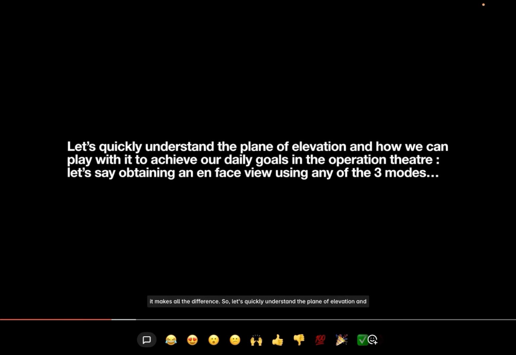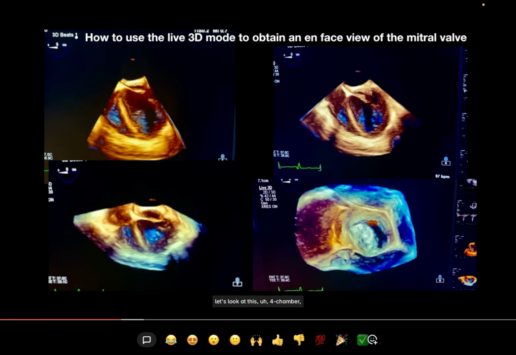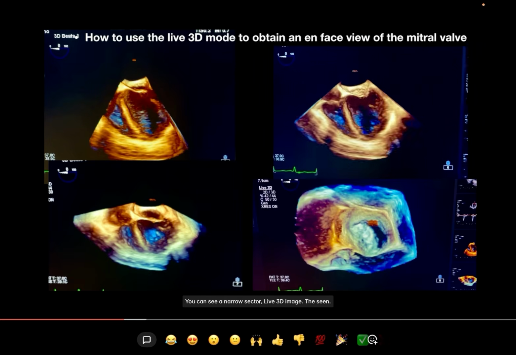So let's quickly understand the plane of elevation and how we can play with it and achieve our daily goals in the operation theater. Let's say we want to obtain the en face view. The en face view is usually obtained by 3D zoom, but you can actually use any of these three different modes to obtain it. So let's look at this 4-chamber. Basically, start with the 4-chamber view, and you hit the live 3D button. You can see a narrow sector live 3D image. The mitral valve is not completely seen.